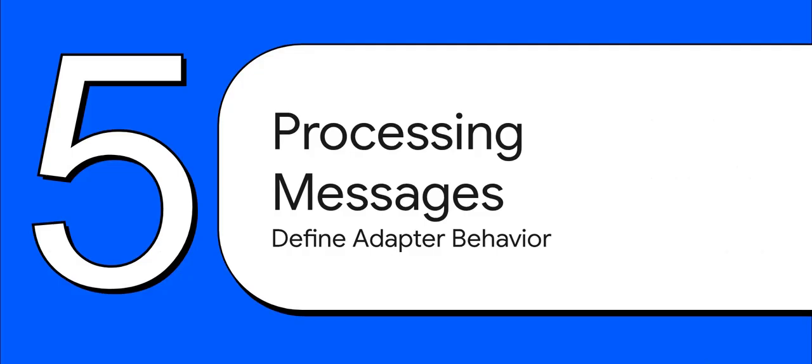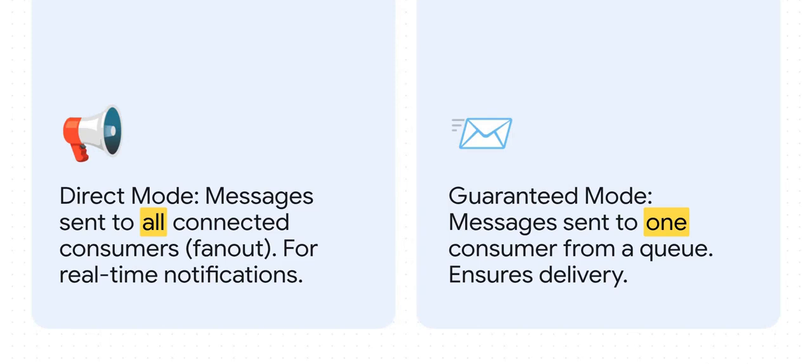Okay, so once the connection is solid, it's time to tell the adapter how to behave. This is where you get into the processing tab and really define the logic, making those big choices about speed, safety, and how your messages get handled. For the sender, that first big decision is the consumer mode. You can go with direct, which is what we call a fan-out pattern. Every single connected consumer gets a copy of the message. This is awesome for things like real-time notifications.